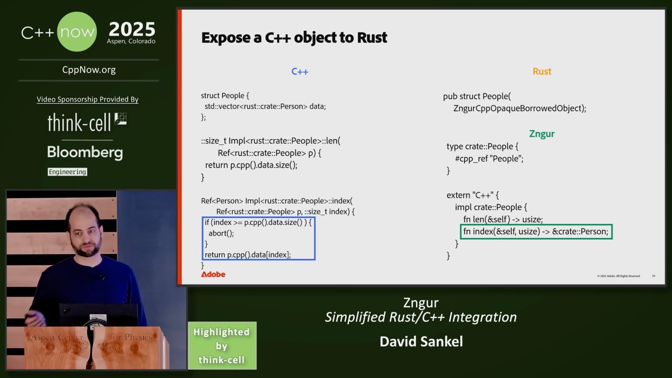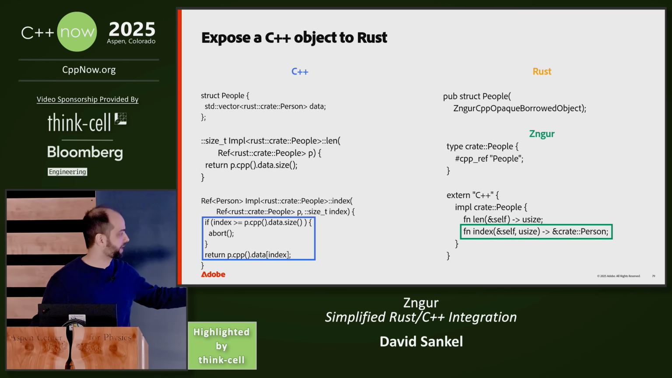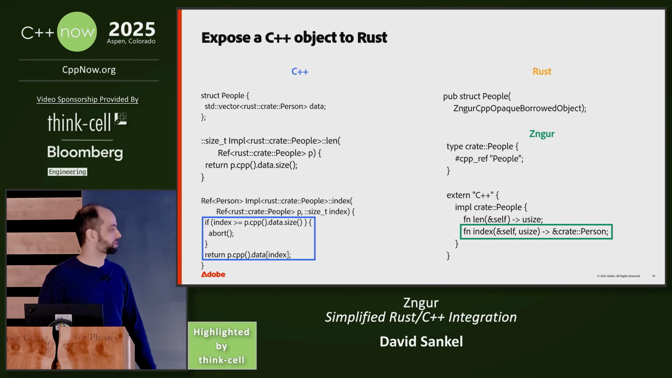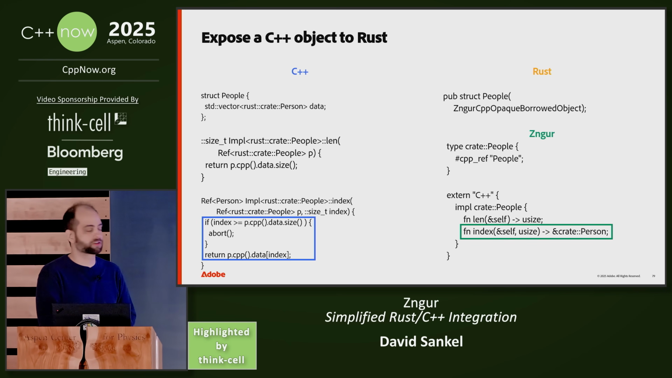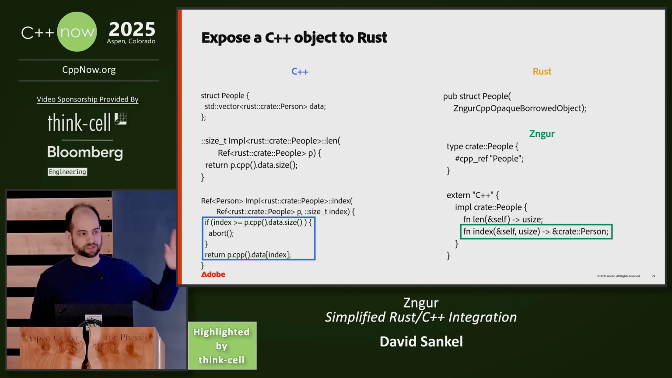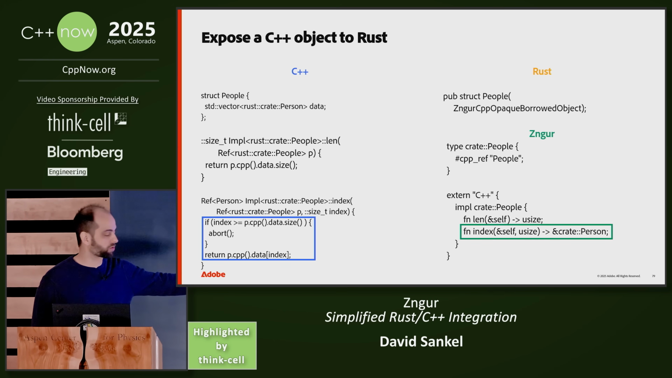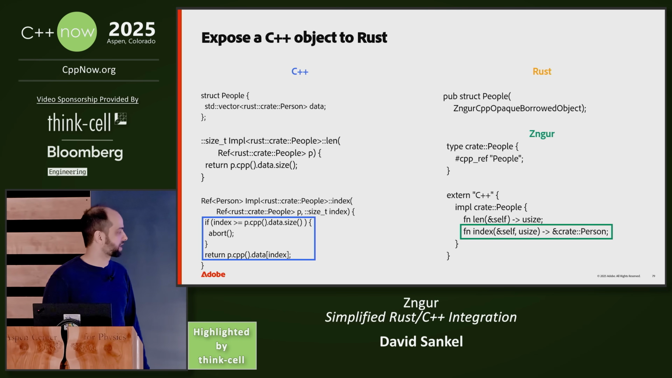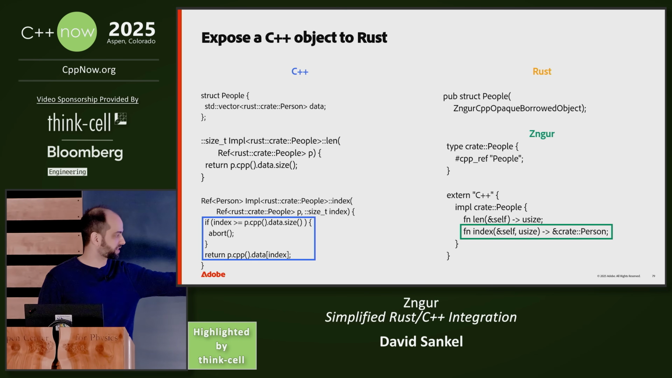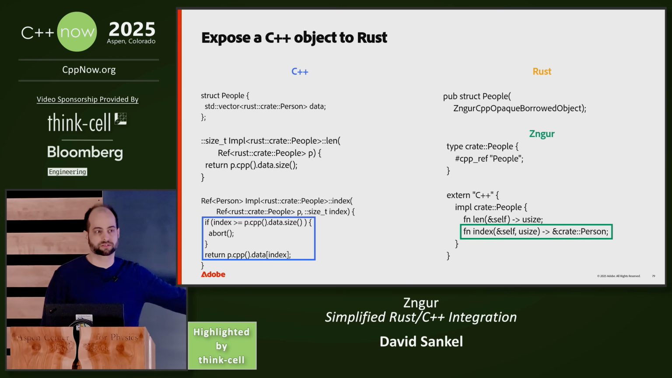And the index function works pretty much in the same way. You see we're calling p.cpp to be able to get the C++ reference. But one thing to note is that if you give it an index which is out of bounds, we're calling abort. You don't want to expose undefined behavior to Rust. So none of this stuff is marked as unsafe. So we want to make sure that we do this check here and have some defined behavior for when things are out of range. And then it just returns p.cpp.data of index.